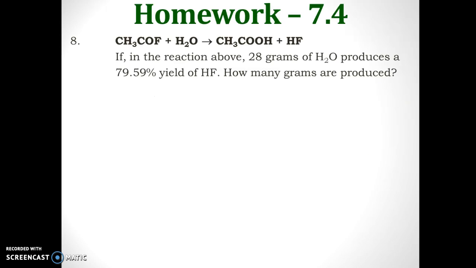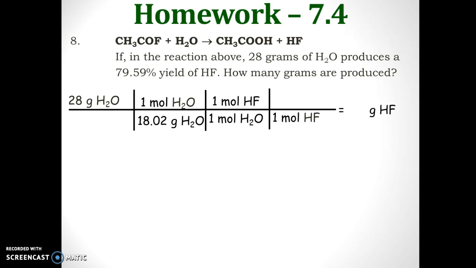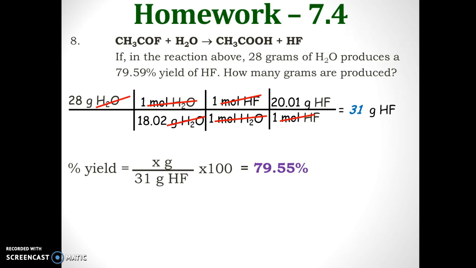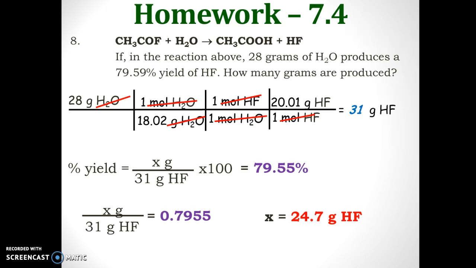Number 8, I give you the percent yield. So what I do is I calculate first my theoretical HF that could be produced, and I got 31. It said I have a 79.58% yield, so I want to calculate 79.58% of 31. So what I did here was take 0.7955 times 31 to calculate what value would be 79.5% of 31. And I got 24.7. So a little different take of my percent yield problem, but with algebra, it's the same process, just a little different, a variation of that.